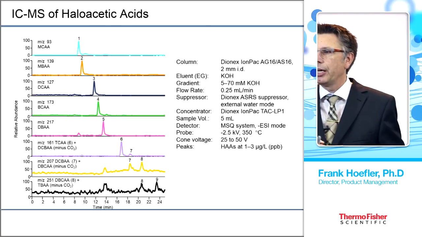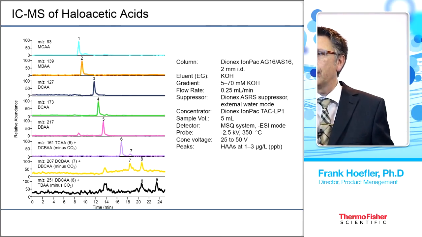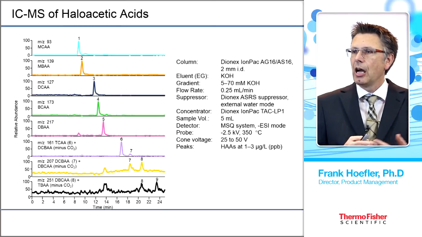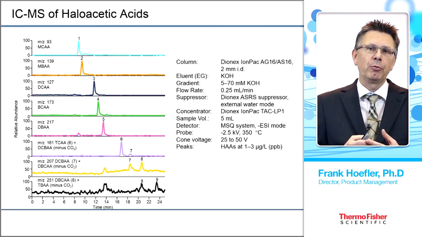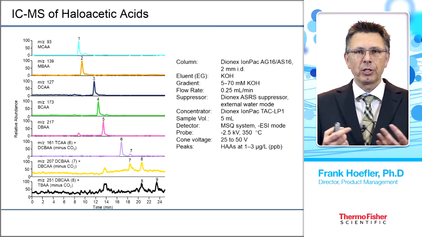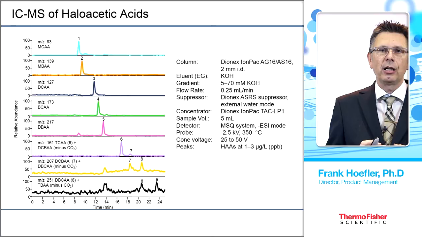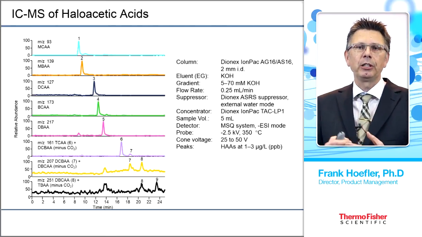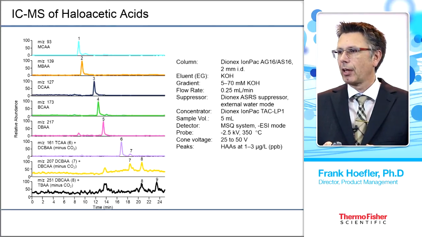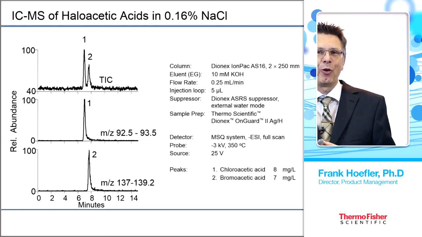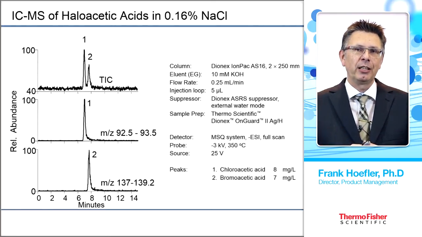Here we see a nice separation of 9 haloacetic acids, starting from the monochloroacetic acid up to dibromoacetic acid and so forth. And specifically, the brominated acetic acids are the ones which are thermally labile, and we perform the separation on the IC column typically at 15 degrees Celsius or below, to avoid that we see any thermal degradation of the analytes.